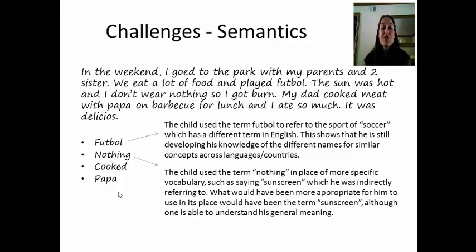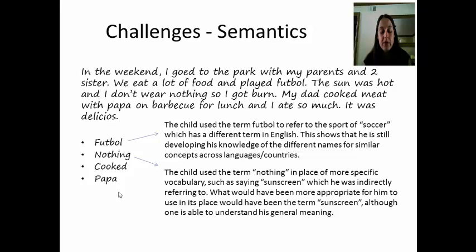Nothing. The child used the term nothing in place of a more specific vocabulary, such as saying sunscreen, which he was indirectly referring to. And the part I'm talking about in the example is, I don't wear nothing, so I got burned. Right? So nothing wasn't the most appropriate choice for the child to make. He could have been more explicit if he had used the term sunscreen. And that's what I'm referring to in my write-up. What would have been more appropriate for him to use in its place would have been the term sunscreen, although one is able to understand his general meaning. Okay, so that's the sort of way that you would go about discussing the challenges for semantics.